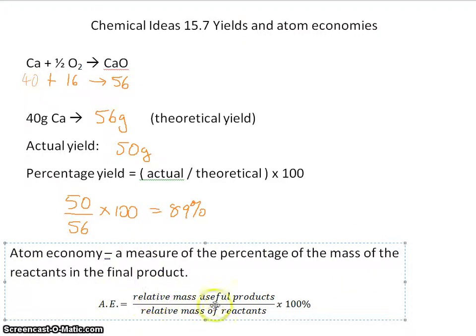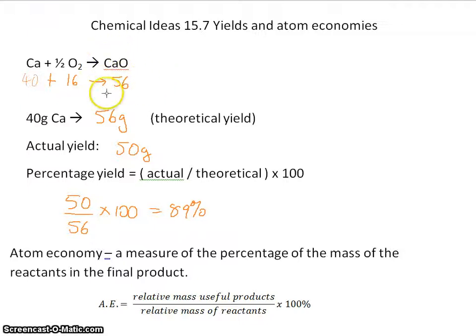So atom economy is the relative mass of the useful products divided by the relative mass of the reactants, multiplied by 100%. So in this example it's very easy to see without even doing calculations, as we've only got one product, the relative mass of our useful products must be all of it. Okay, so in this case our atom economy is simply 56 divided by the mass of the reactants, which in this case is 40 and 16, which is 56 also, times 100%, and that gives us obviously 100% as we'd expect.